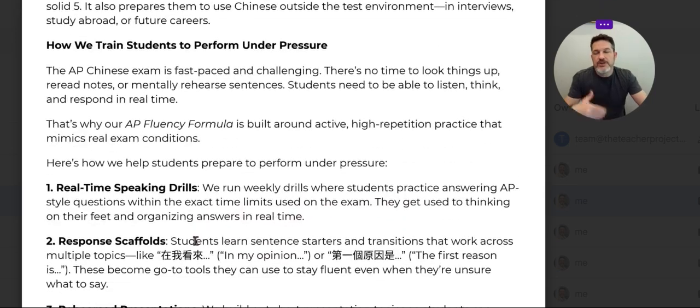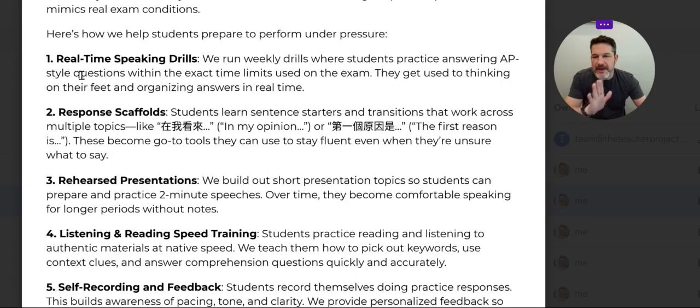So how do we do this? How do we train students to perform under pressure? Well, we got about 5 different steps here. One are real-time speaking drills, and this is just having these drills, having this experience where you're given a question, you're asked to respond, and then you just respond as quickly as you can.